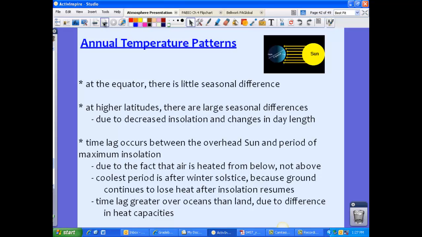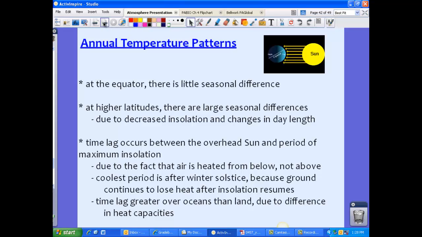Now, do know that there is a time lag that occurs between when the sun is directly overhead and the period of maximum insolation. And I believe your textbook said about 2 months. I've seen about a month and a half before. So this basically means that even though the sun might be overhead in a particular month, we might not receive the maximum insolation from that. And that's because of that time lag. So we might not get the full effects of that insolation.